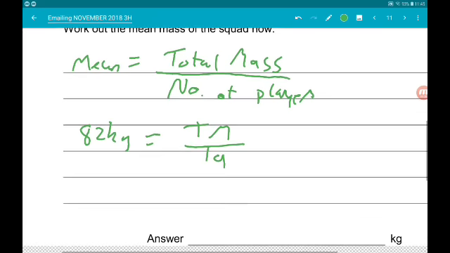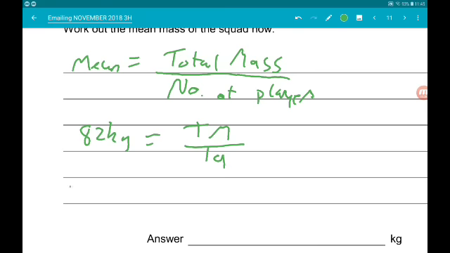Now that means then the total mass is 19 times 82 kilograms, and that gives us 1,588.